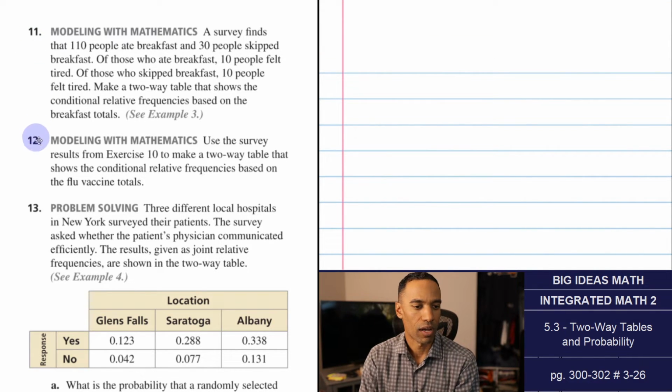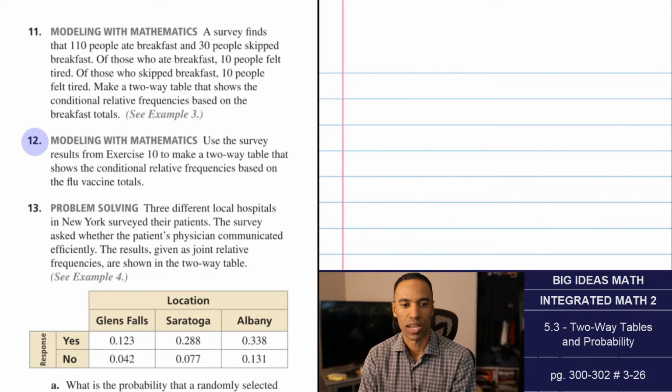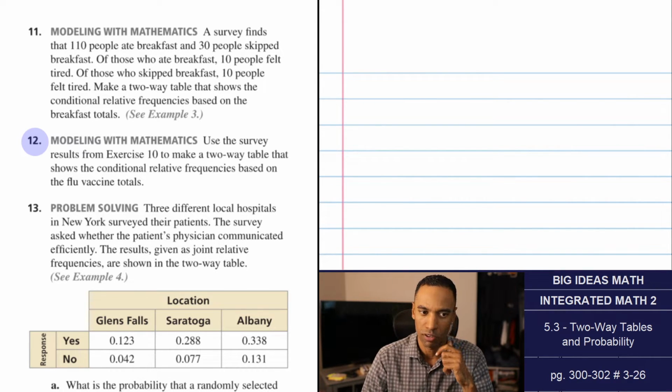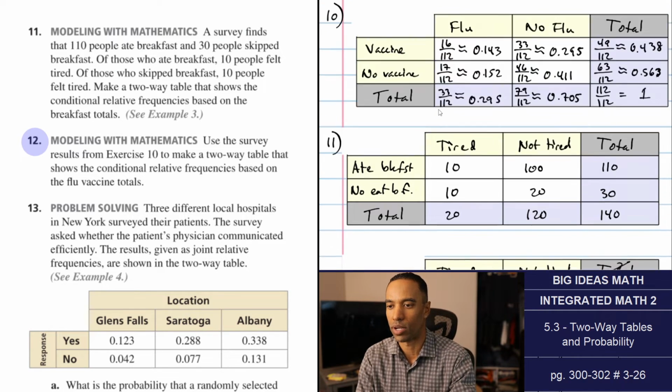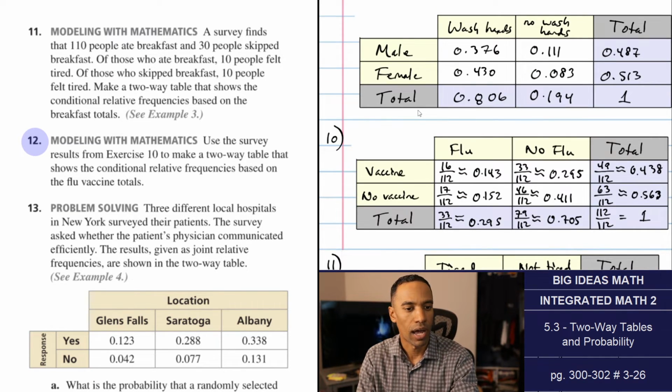Let's go to number 12. Use the survey results from exercise 10 to make a two-way table that shows conditional relative frequencies based on the flu vaccine totals. So let's look back at that one. Let's do a copy paste. Oh, it was right here. Number 10.